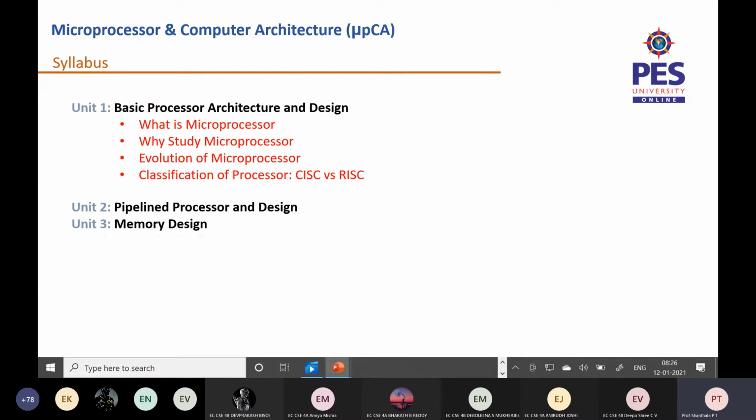We are in the first unit, basic processor architecture and design. In this unit, we need to study what a microprocessor is, why to study the microprocessor, the evolution of the microprocessor, what the different microprocessors are, whether microprocessors and microcontrollers are equal, and the classification of processors, that is CISC versus RISC. What are CISC and RISC machines, and what is the difference between them?